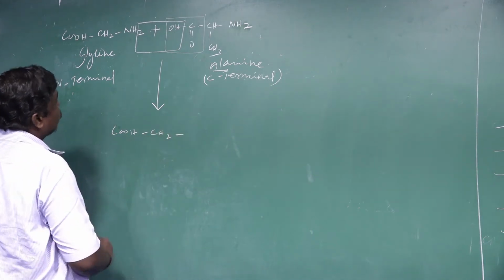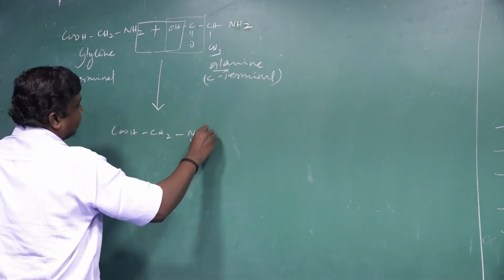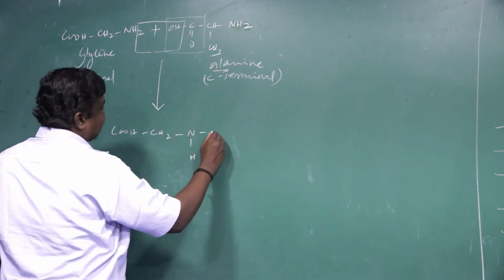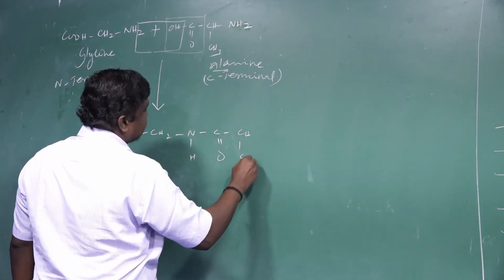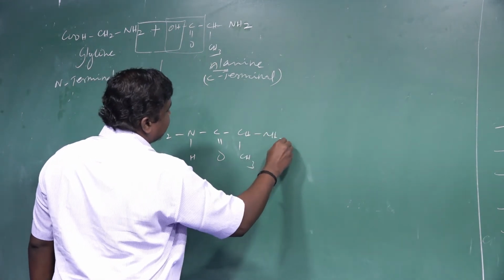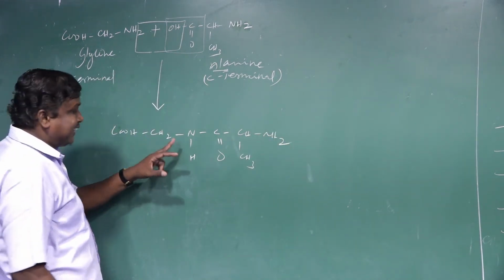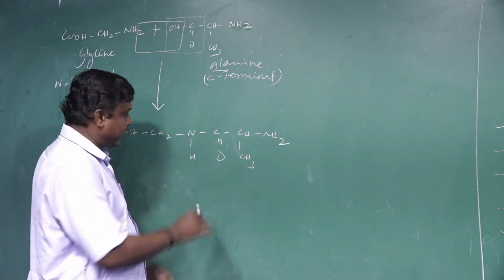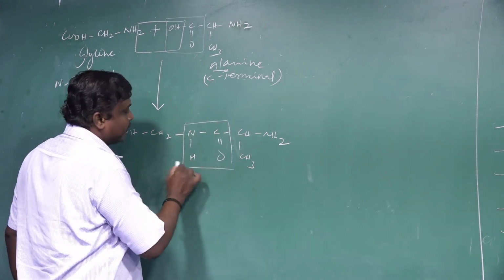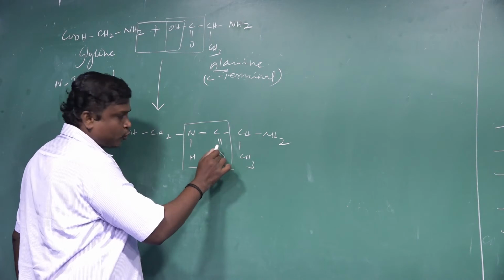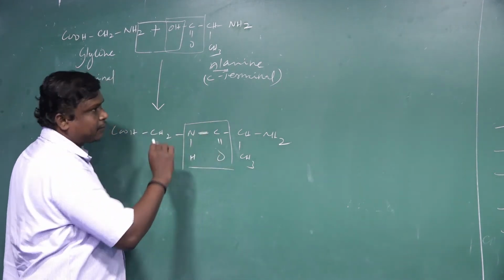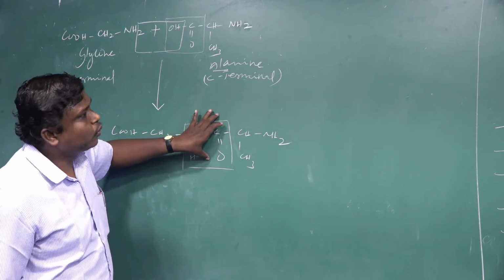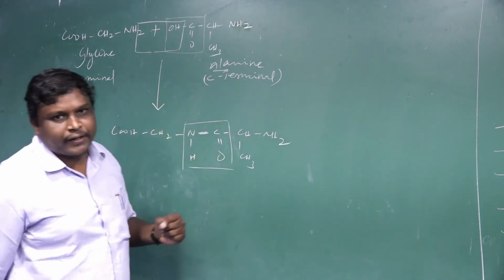COOH, CH2, NH, then C double bond O, CH, CH3, NH2. It's a dipeptide bond. The COOH group is reactive with the amino group. This is a dipeptide. Okay, next, classification of protein.